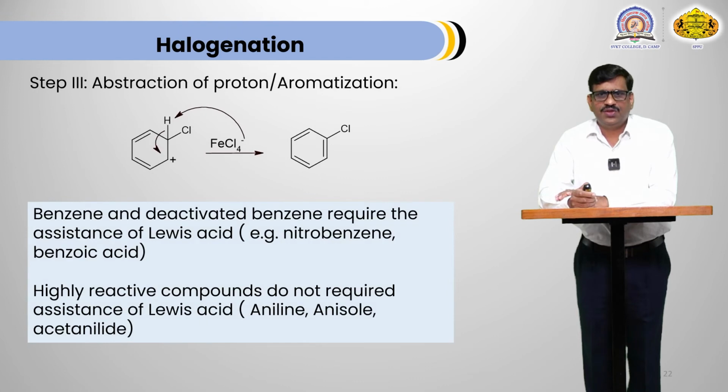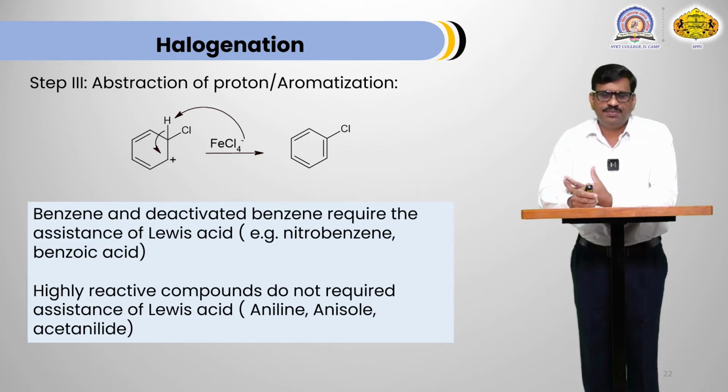Next step is abstraction of proton or aromatization. FeCl3 minus, which is generated in the reaction medium, takes that proton and finally the aromatic compound is obtained, that is chlorobenzene. Benzene and deactivated benzene require the assistance of a Lewis acid. We have already seen that benzene requires FeCl3 or FeBr3 or any other Lewis acid catalyst for completion of the reaction. Another compound like nitrobenzene is deactivated benzene.